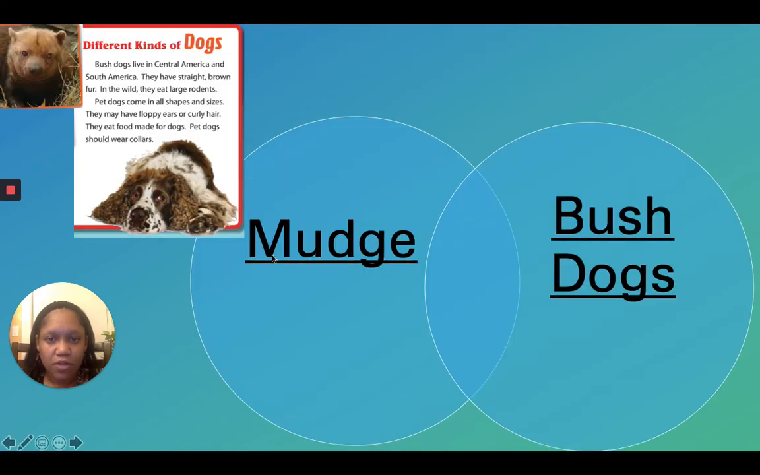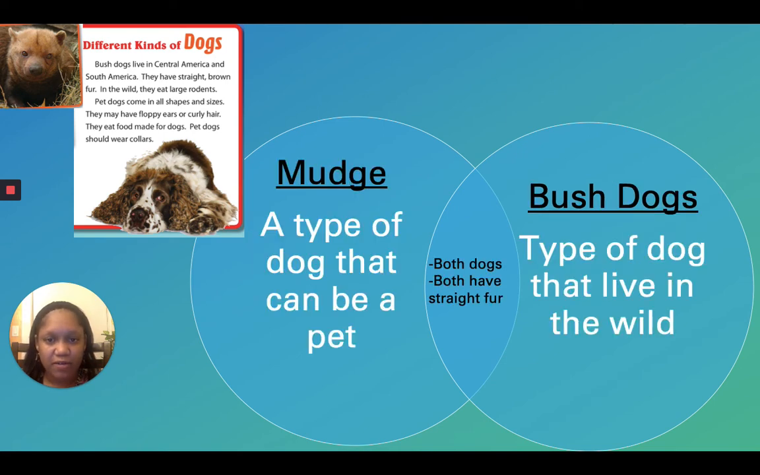We're going to use a Venn diagram to show here what's special or different about Mudge, what's special or different about the bush dogs, and here we're going to show how they are the same. Did you get your answers? Okay, if you picked bush dogs, let's compare. Mudge is a type of dog that can be a pet. Bush dogs are a type of dog that live in the wild. So that's how they're different. How are they the same? They're both a type of dog, and they both have straight fur.